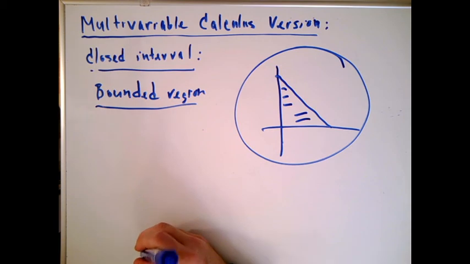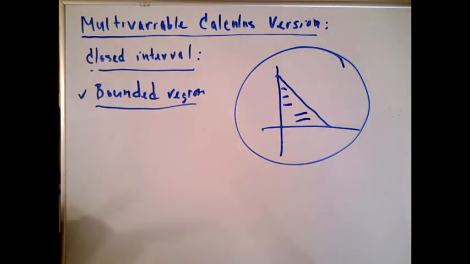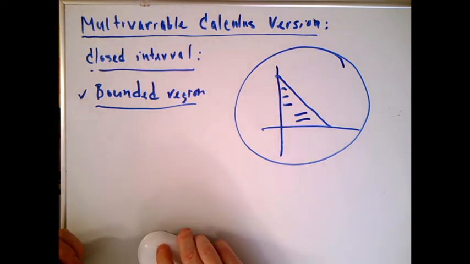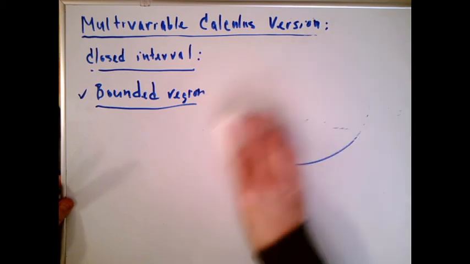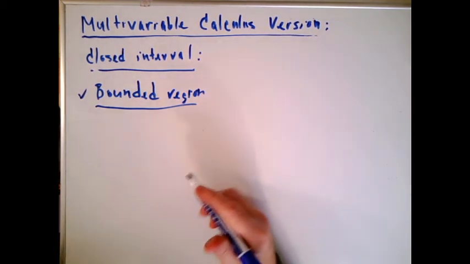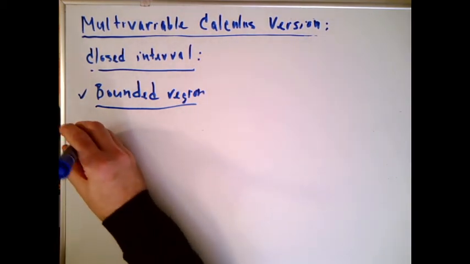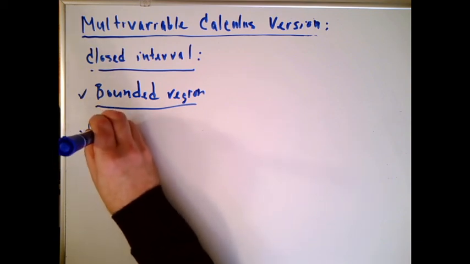So first off, it has to be bounded. If it's not bounded, there's no guarantee that it's going to have a maximum or minimum. And that's the only thing we want to do, the analog in Calc 3 of Calc 1. So it has to be bounded. Now, it also has to include all its boundary points. Well, let's talk about a boundary point.